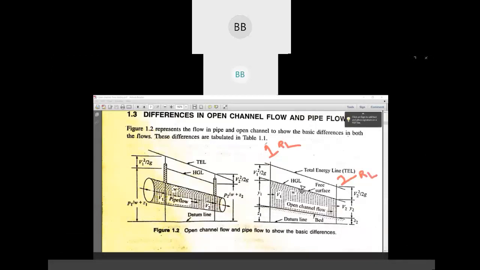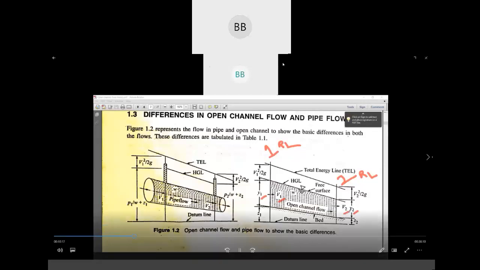In the first section, we measure the depth of flow and we consider it Y1, and then we measure the velocity and consider it V1. Similarly, for the second section also we measure the depth of flow, Y2, and the velocity, V2. Am I clear?